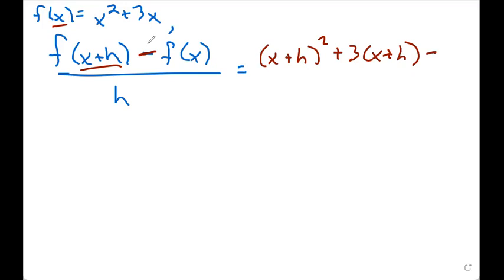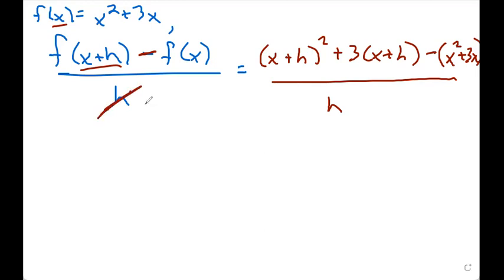Minus. Now it's just f of x, the original function itself, but you want to put it in parentheses just in case you have to do any type of distribution of the negative. All over h. So that's the first part. Now, again, the goal of this is to simplify, and honestly, the goal of this question is to reduce that bottom h eventually. That's eventually what you're going to be doing in each one of these cases.